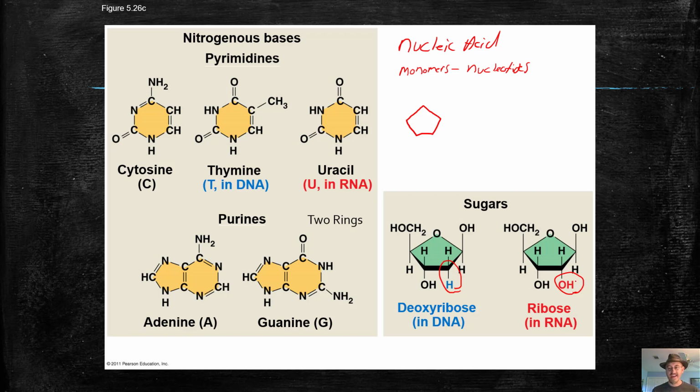So since it's lacking an oxygen, in DNA, the sugar is called deoxyribose, meaning missing an oxygen. And that's where DNA gets its name, deoxyribonucleic acid, or DNA. In RNA, it's called ribonucleic acid, or RNA. So you can tell by looking at the chemical structure which one you're looking at if you see a drawing.